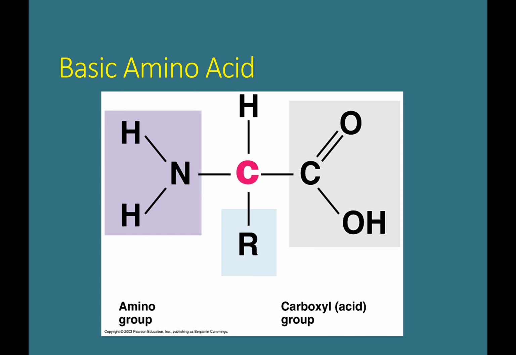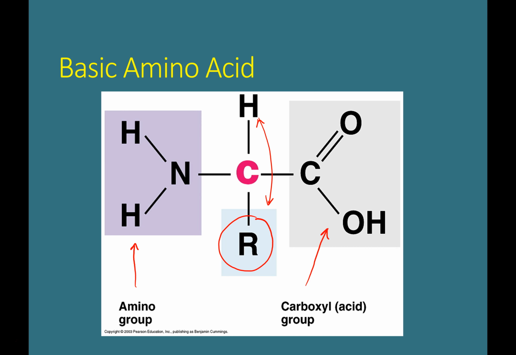So if you look, this time I put the R group on the bottom. It does not matter if the R group is on the bottom or the top. These two can be flipped and it's no big deal. But the purple box on the left and the gray box on the right, they are always in that order. So your amino group, as you see here, is a nitrogen with two hydrogens. Your carboxyl or carboxylic acid is a carbon with a double bonded oxygen and an OH group.